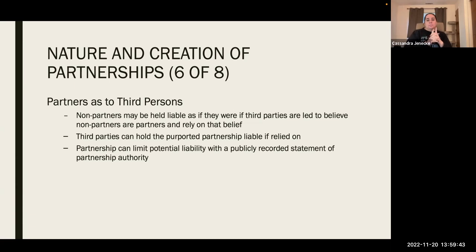So third parties can also hold the purported partnership liable, even if a partnership wasn't purposefully in existence, right? And a partnership can limit their potential liability with a publicly recorded statement of partnership authority. So for example, if you have 3, 4, 5 partners engaged in a business for profit, but you limit what each and every one of them is able to do, you can file a publicly recorded statement. You can put it on your website. You can put it on business cards of people engaged in partnership activities. Just again, so that you're putting third parties on notice as much as you can that, hey, if you contract with somebody within that partnership and that partner is exceeding the scope of their agency for that partnership, the whole partnership will not be held liable.